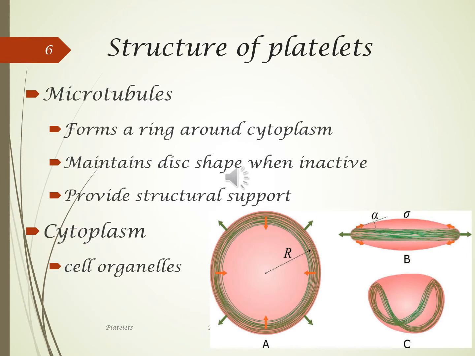Studied about the cell membrane, then comes the microtubules. They form a ring around the cytoplasm. See the figure. These microtubules help the platelets to change shape from an inactive disc shape to the active spherical form, and also provide adequate support to the cell. Then the cytoplasm contains different cell organelles like mitochondria, lysosomes, etc. And that's all about the structure of platelets.